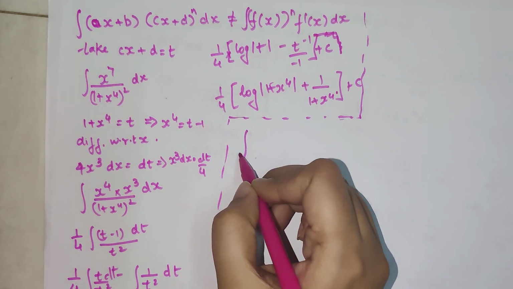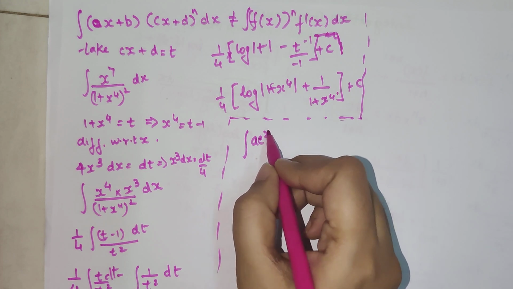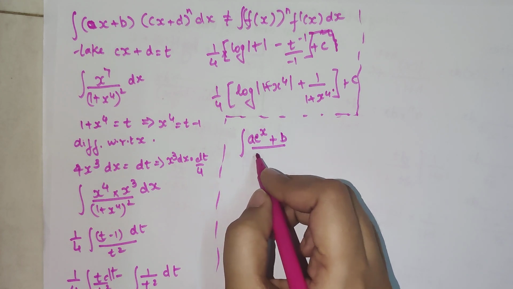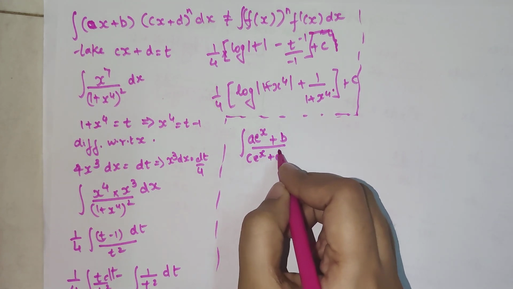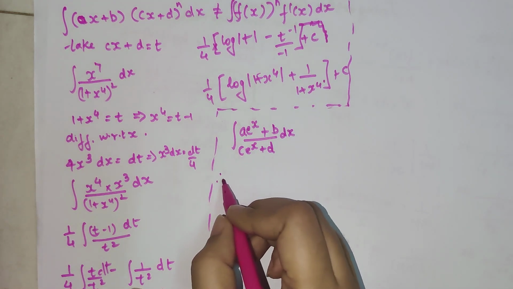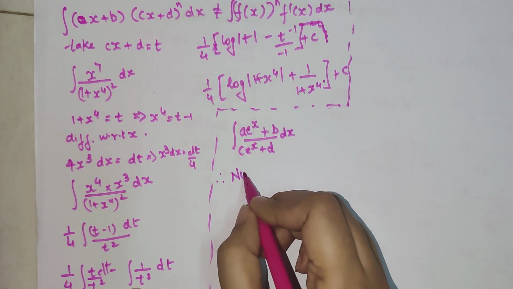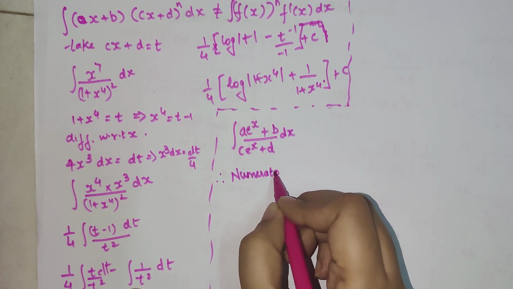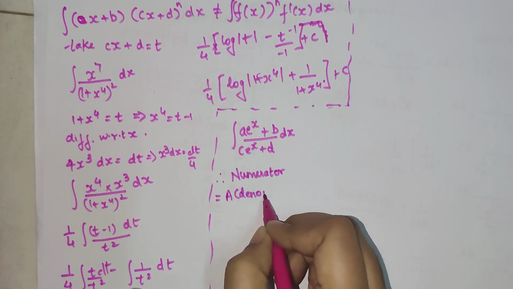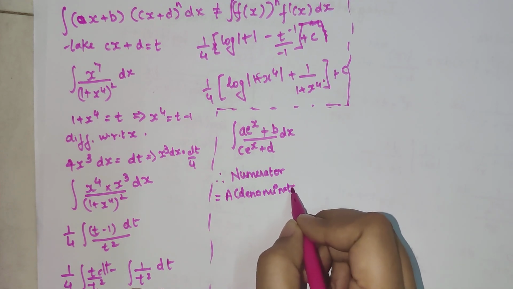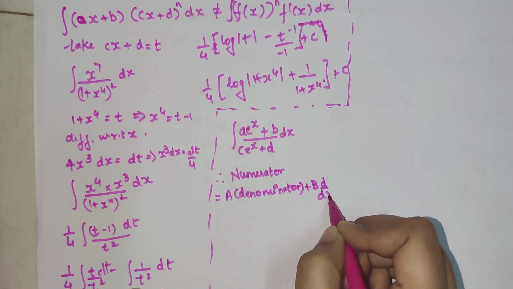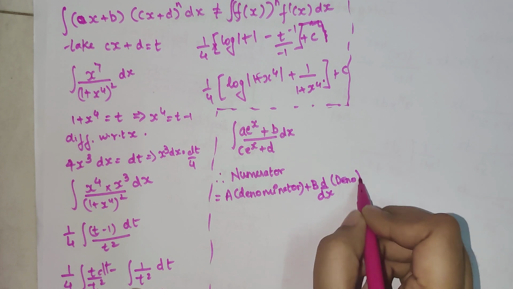So if you have a sum which gets you e raised to x plus a into a raised to x plus b upon c into e raised to x plus d dx, then we can directly use this: numerator is equal to a into denominator plus b into d by dx of denominator.